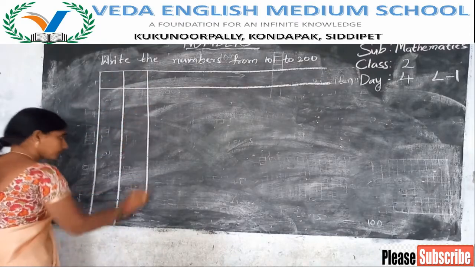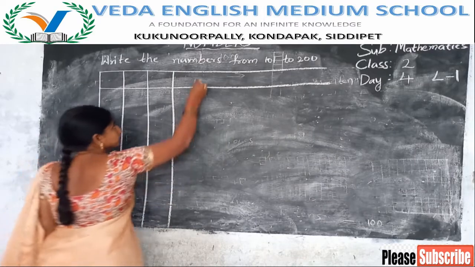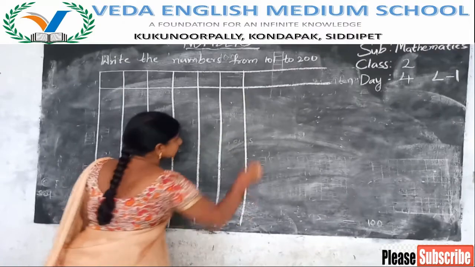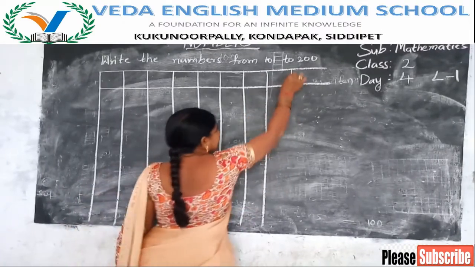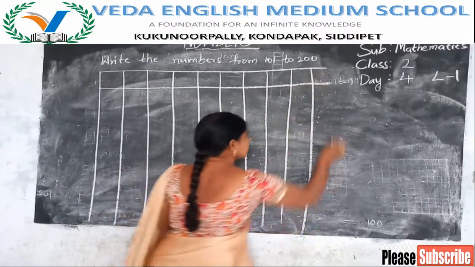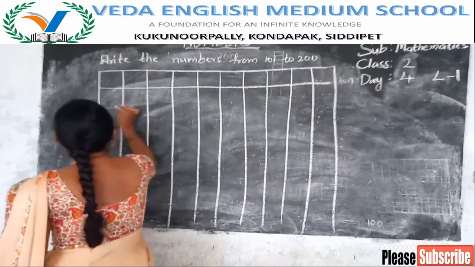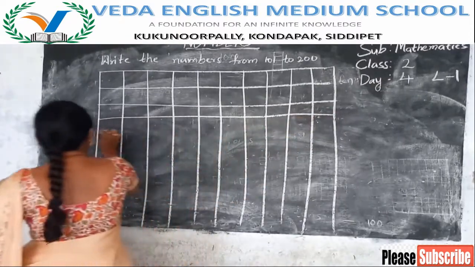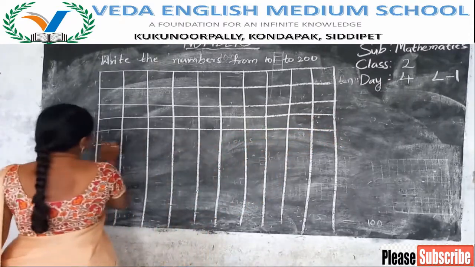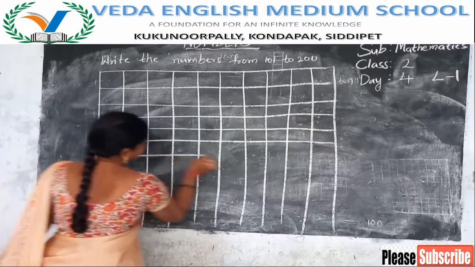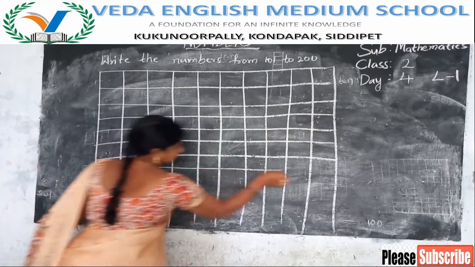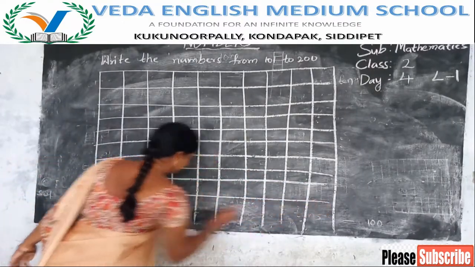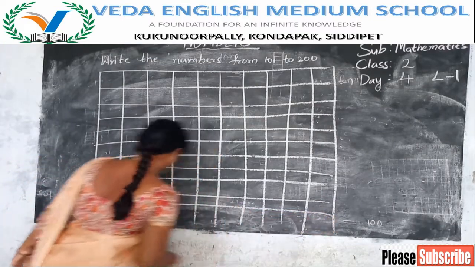One, 2, 3, 4, 5, 6, 7, 8, 9, 10. 1, 2, 3, 4, 5, 6, 7, 8, 9.